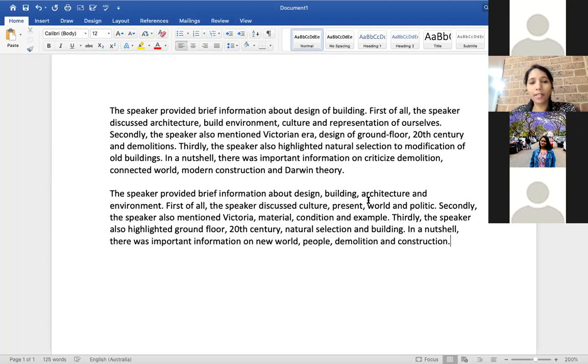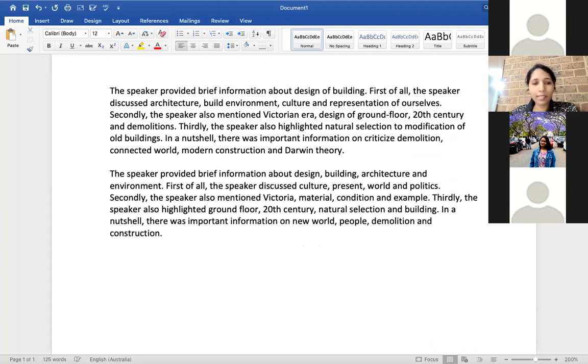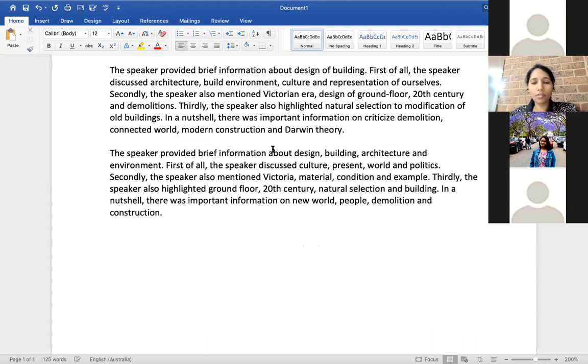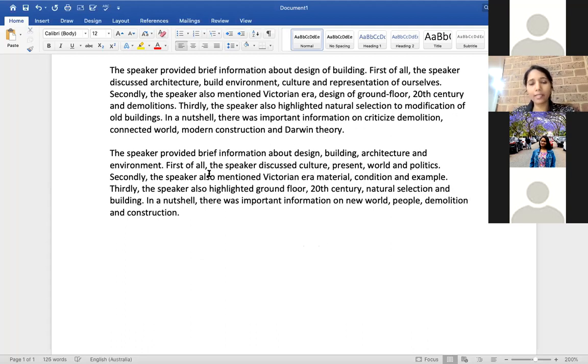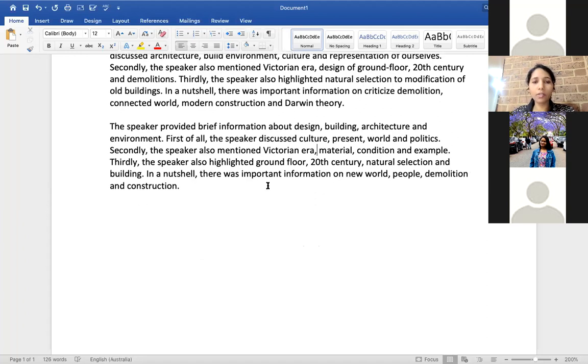The speaker provided brief information about design, building, architecture, and environment. First of all, the speaker discussed culture, present, world, and politics. Secondly, the speaker also mentioned Victorian era, right? So that's okay, but unless you're very sure, don't write it. Era, material, condition, and example. The speaker also highlighted ground floor. Is it a hyphenated compound word?